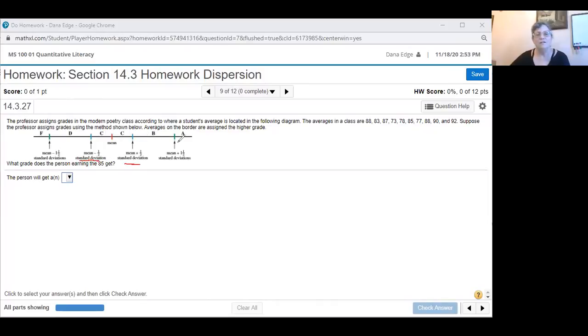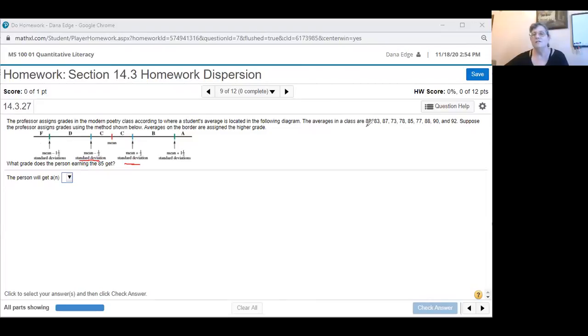A B is assigned to anybody who makes between half of a standard deviation above the mean and 1.5 standard deviations above the mean. And the A would only go to people who make more than 1.5 standard deviations above the mean. And going the other direction, anybody who gets between 1.5 standard deviations below and a half standard deviation below would get a D. More than 1.5 standard deviations below a D is assigned an F.